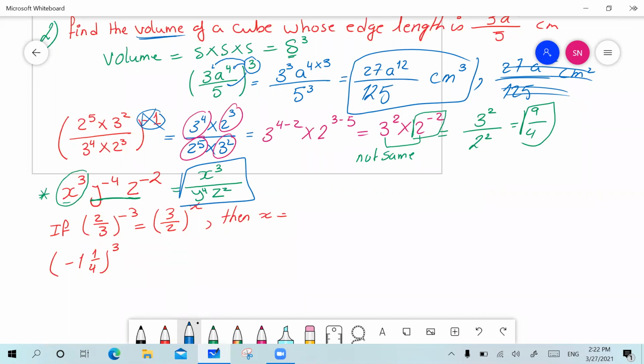If 2 over 3 to the power of negative 3 is equal to 3 over 2 to the power of x, then x is equal to... Ali? 3. 3, exactly. The power was negative, so we flip the fraction and the power becomes positive. Thank you. Negative 1 over 4, all raised to the power of 3. This is going to equal... Yusuf? 1 over 64.